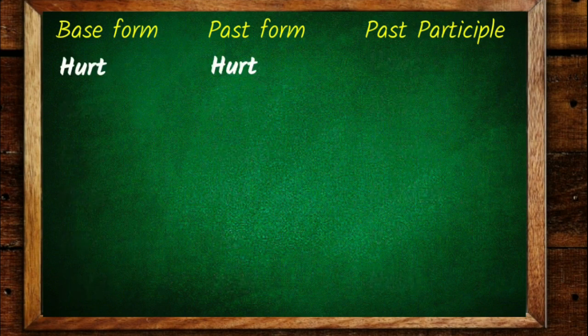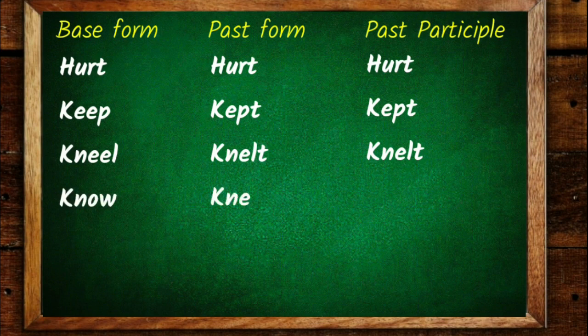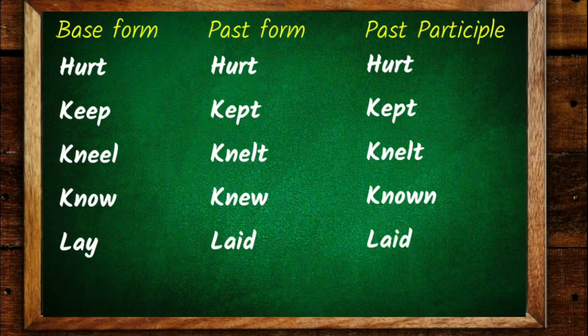Next one is hurt. Hurt. Keep, kept. Kneel, knelt. Know, knew, known. Lay, laid. Lead, led. So now I have learned hurt, keep, kneel, know, lay, lead. Their base form, past form, and participle form.